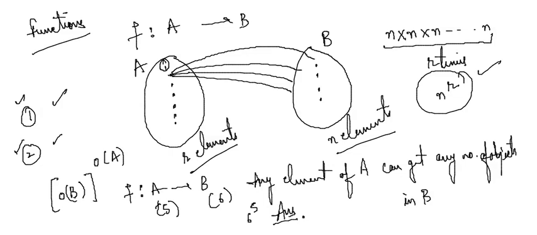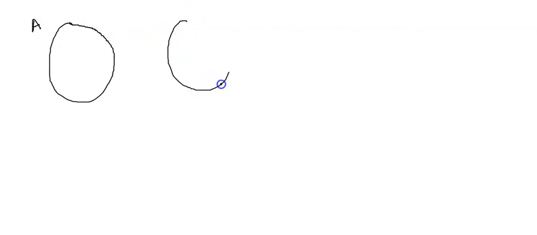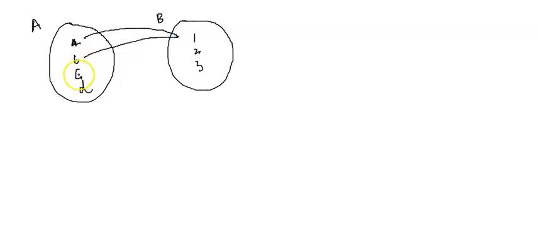Next is how we can calculate the total number of one-one functions. Before discussing that, let us understand what a one-one function is. Suppose this is set A and this is set B, and we want to draw a function. Suppose this is element a, this is b, this is c, this is d, and this is 1, 2, 3. If I say that the image of a is 1 and the image of b is also 1, the image of c is 2, and the image of d is 3.